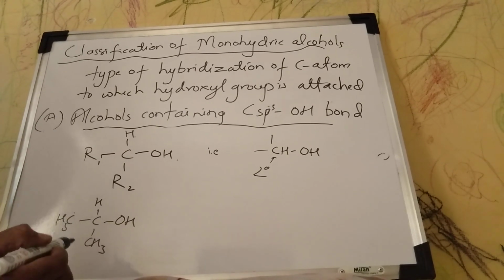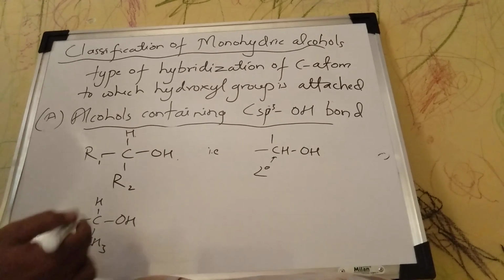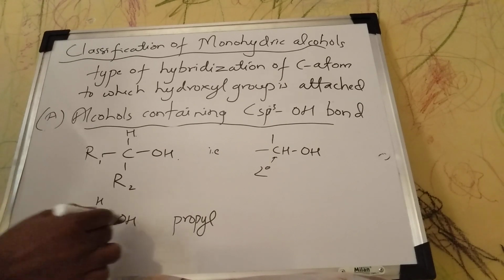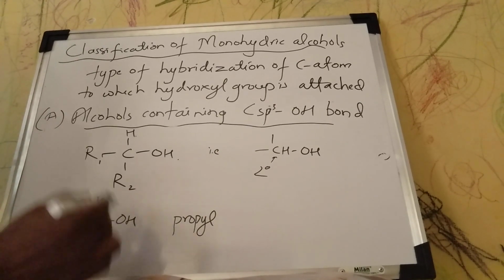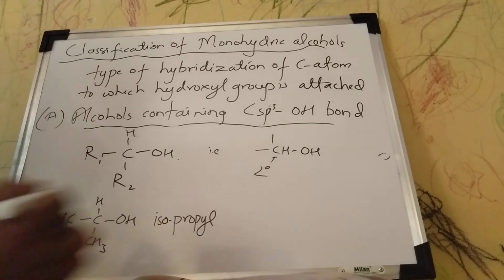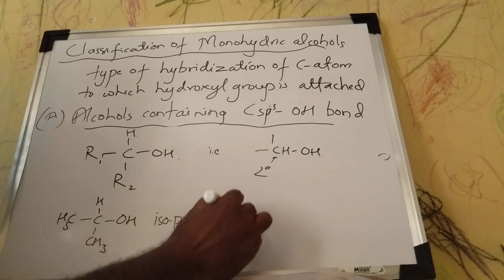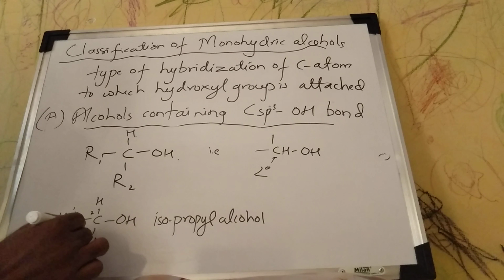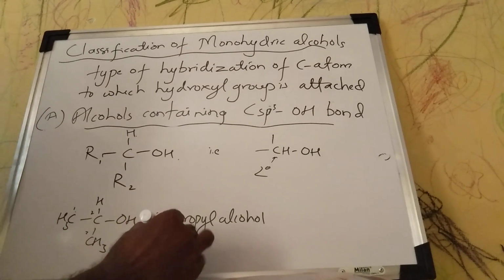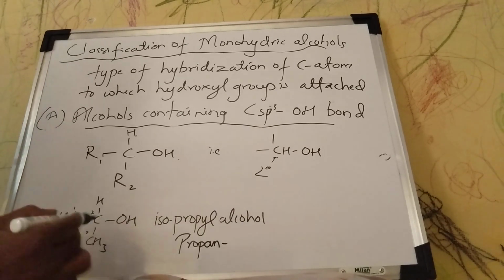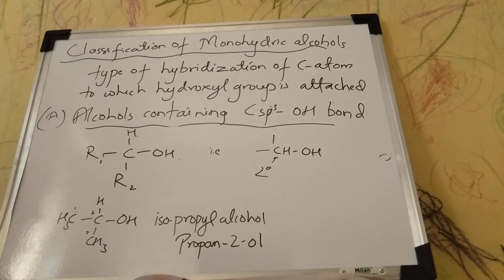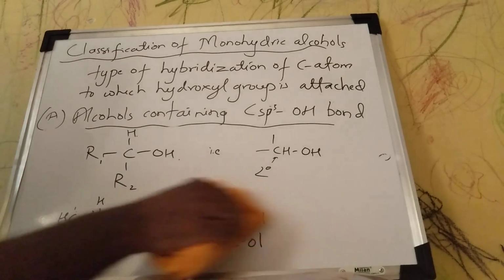1, 2, 3. 3 means propyl. Now the OH is branched in the middle carbon atom, so we'll use the word iso. Isopropyl alcohol. Now the IUPAC name: 1, 2, 3, 3 means propane, that is propan. The OH is attached on the second carbon atom, propan-2-ol. You can increase the carbon chain further also.